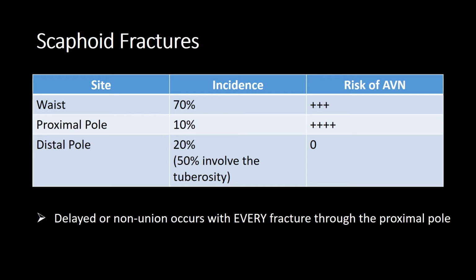So all patients that sustain fractures through the distal pole, which is only seen in about 20% of patients, don't have any risk of avascular necrosis because the blood supply is not interrupted. And all fractures that occur through the proximal pole will all result in delayed or non-union and have a really high risk of avascular necrosis.